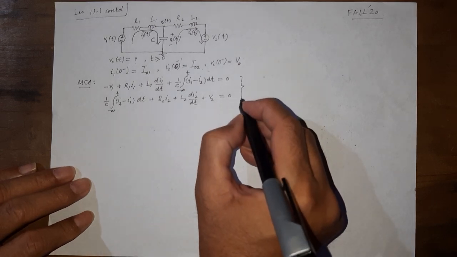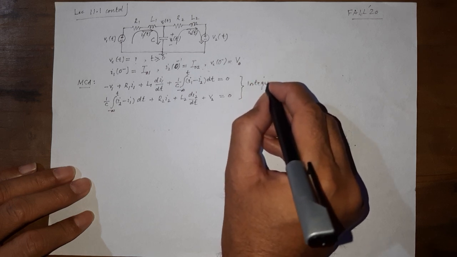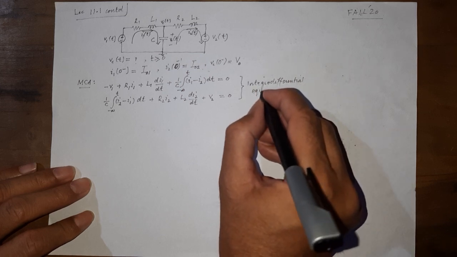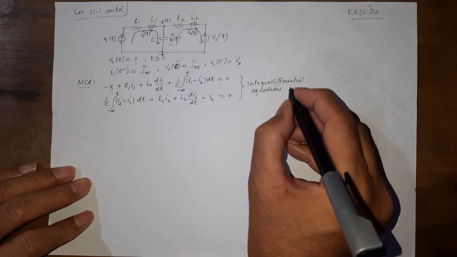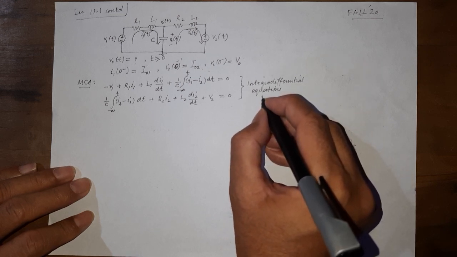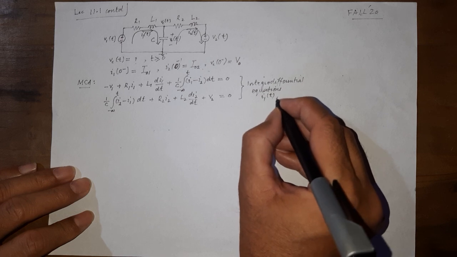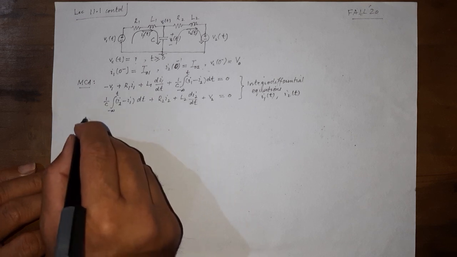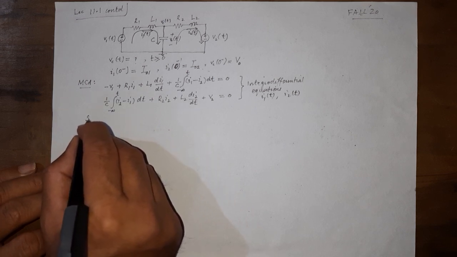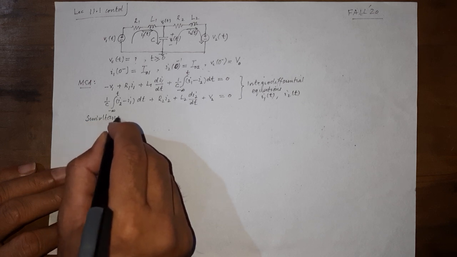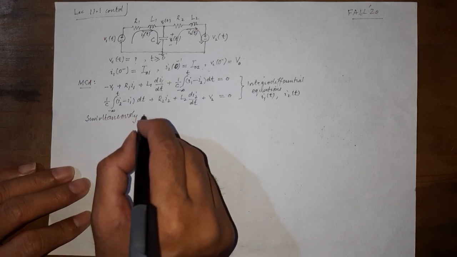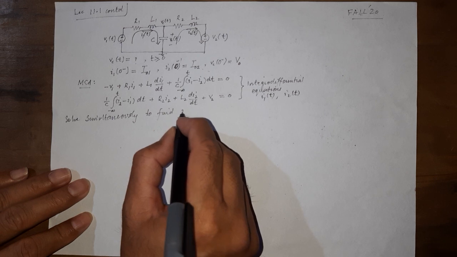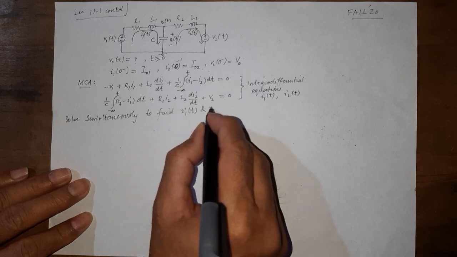These are the two integro-differential equations, and the variables are I1(t) and I2(t). So can we solve these simultaneously? We need to solve these simultaneously to find I1(t) and I2(t).